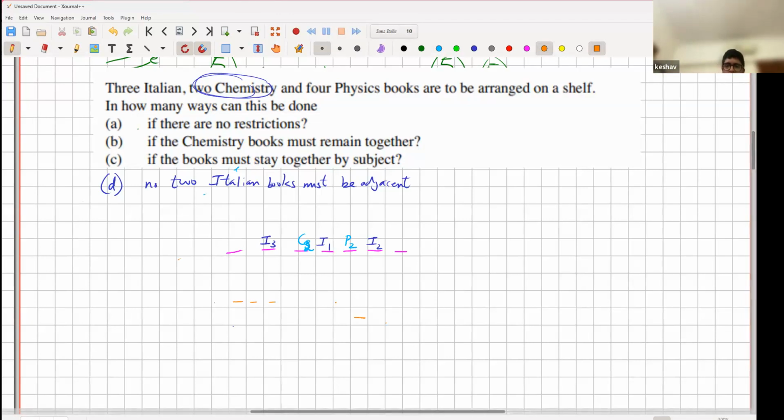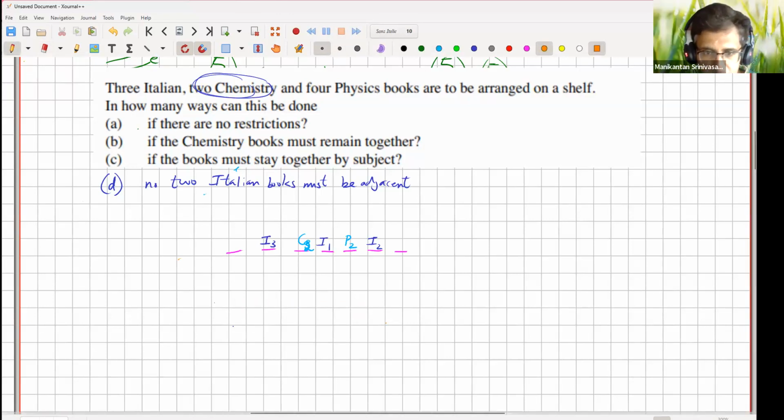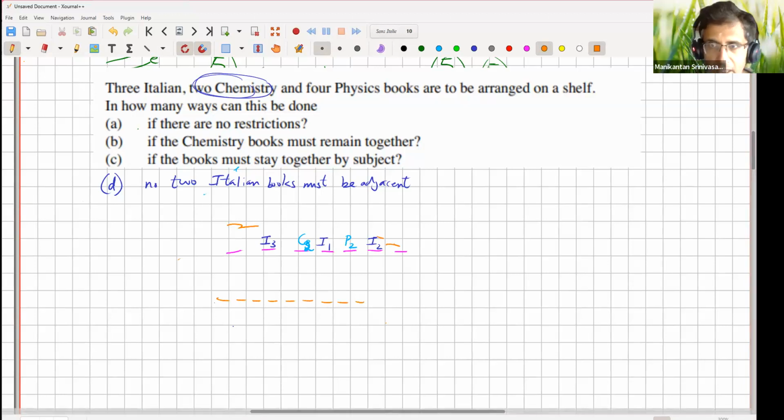If one Italian book is at the end, then there are 7 possible ways to pick the next Italian book for it to not be adjacent. One second, let me just draw it. So there are 9 spots, right? 1, 2, 3, 4, 5, 6, 7, 8, 9. Let's say I put I3 here. If I have that on the end, then I have 7 other possible spots without the one next to it to pick the next Italian book.